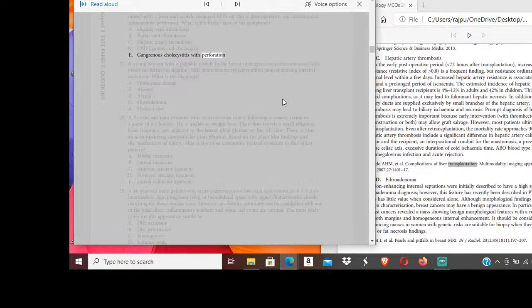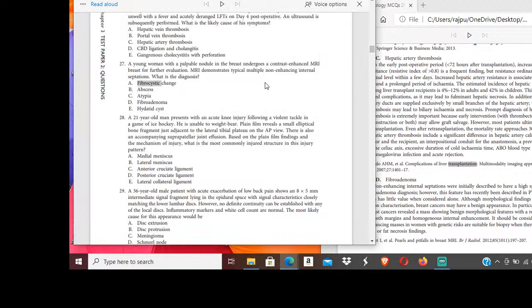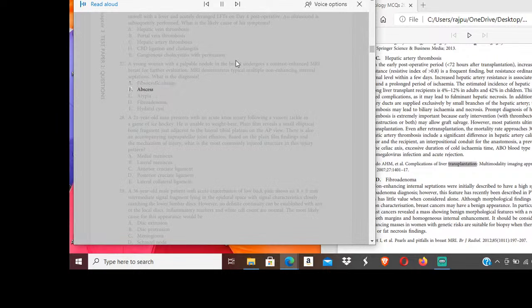27. A young woman with a palpable nodule in the breast undergoes a contrast-enhanced MRI breast for further evaluation. MRI demonstrates typical multiple non-enhancing internal septations. What is the diagnosis? A. Fibrocystic change, B. Abscess, C. Atypia, D. Fibroadenoma, E. Hydatid cyst.